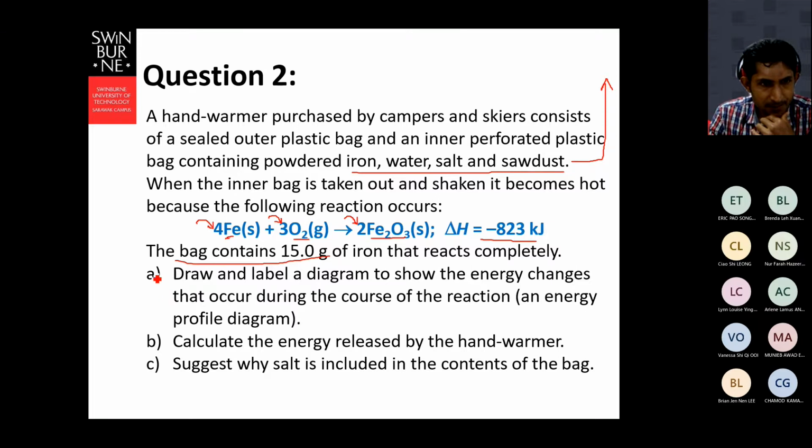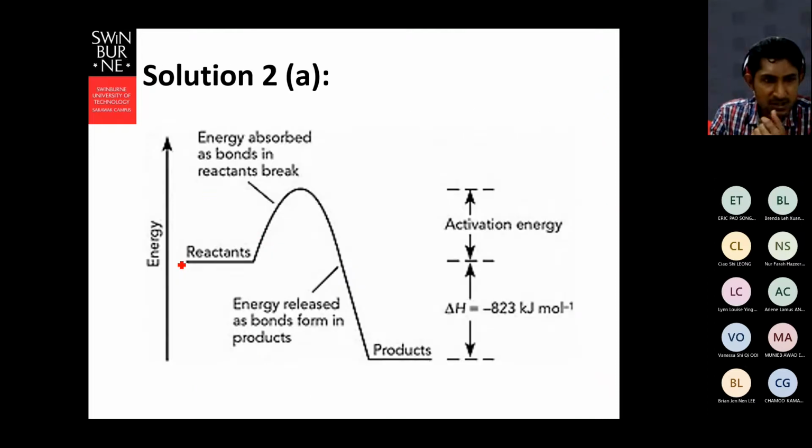So what you do is draw and label a diagram to show the energy changes that occur during the course of the reaction, calculate the energy released by this hand warmer, and then suggest why salt is included in the contents of the bag. So this is the energy diagram. We started from here, and since it is producing heat, it is an exothermic reaction, because del H is negative.